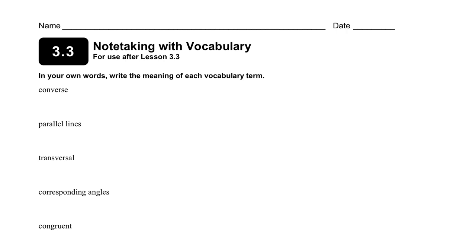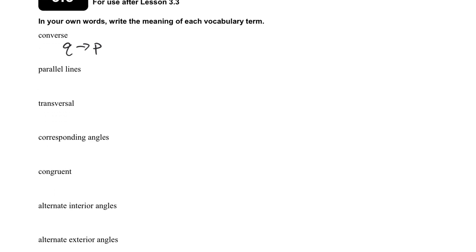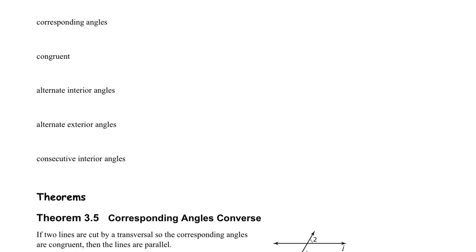Remember, our converse is if we have something like Q implies P. So that's where we flip our conditional statement, what's in the if and the then, and we re-say it. Today we're going to do the converse of the theorems that we learned in lesson 3.2. Everything here deals with the transversal, and the angle relationships of corresponding, alternate interior, alternate exterior, and consecutive interior. So everything's the same, but today we're going to do the converse.